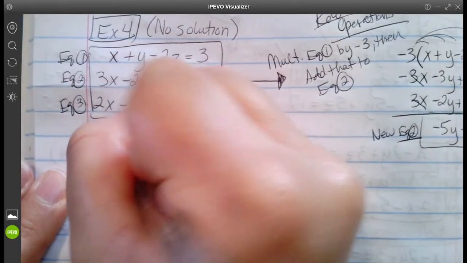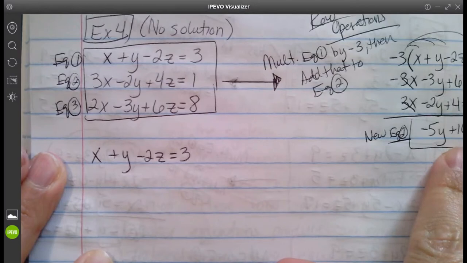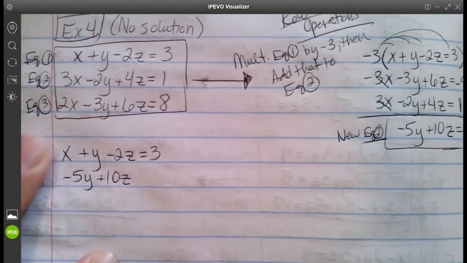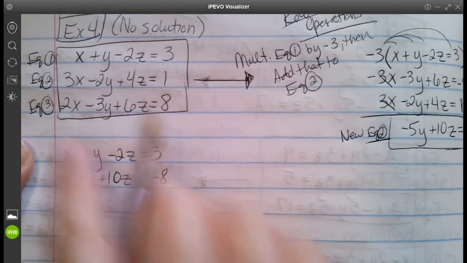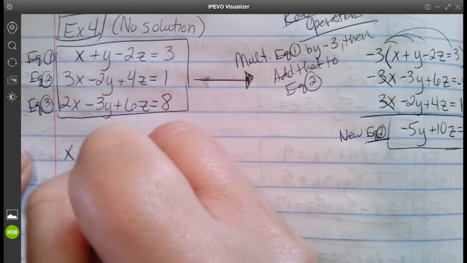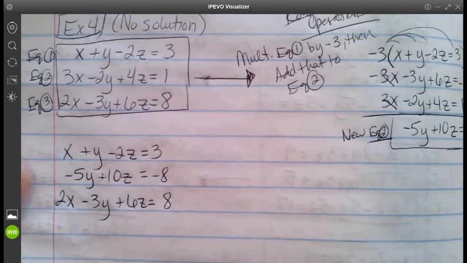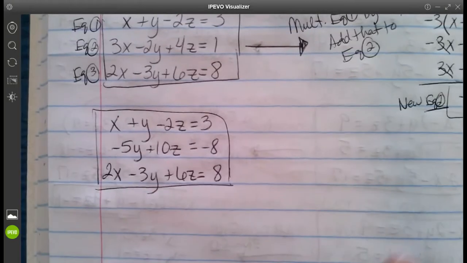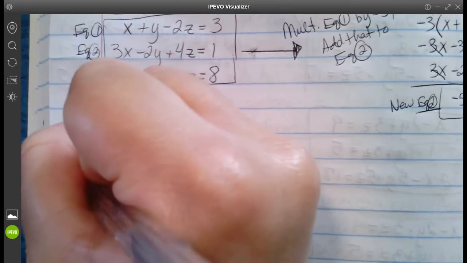So let's go ahead and write that in place of this one. Here's my new system. x plus y minus 2z equals 3. My new equation 2 is the one I had over here: negative 5y plus 10z equals negative 8. I probably should have written this a little bit more this way. That's okay. My third equation is the same because I haven't done anything to it yet: 2x minus 3y plus 6z equals 8. This is our new system that we're looking at now.